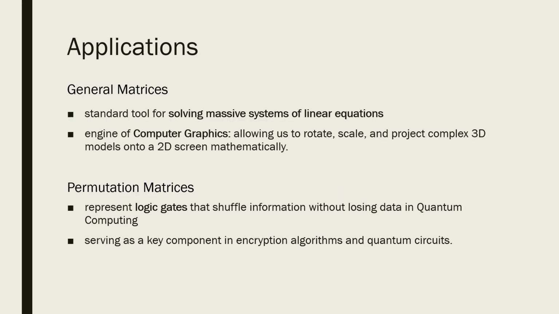Why are these important? General matrices are the standard tool for solving massive systems of linear equations and are the engine of computer graphics, allowing us to project 3D models onto a 2D screen. Permutation matrices, on the other hand, are critical in quantum computing. They represent logic gates that shuffle information without losing data, which is essential for reversible computing and encryption algorithms.